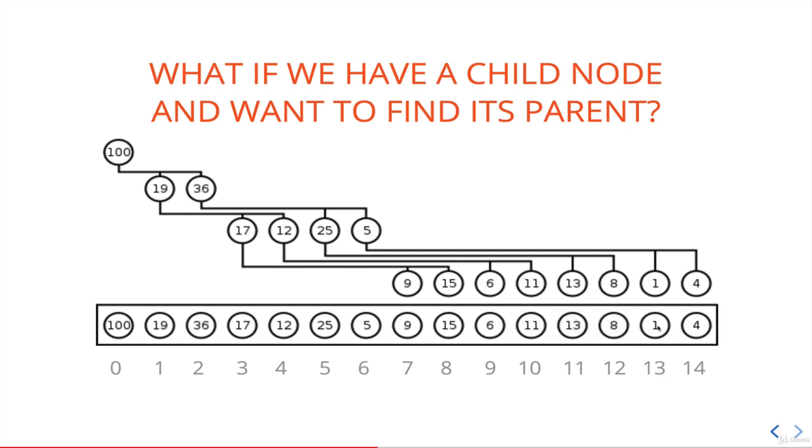So if we go back and say we're working with 13 right here. Index 13, the value is 1. To find its parent, we subtract 1, which gives us 12. We divide by 2, gives us 6. So at index 6, we have the value 5, and that indeed is the parent of 1.